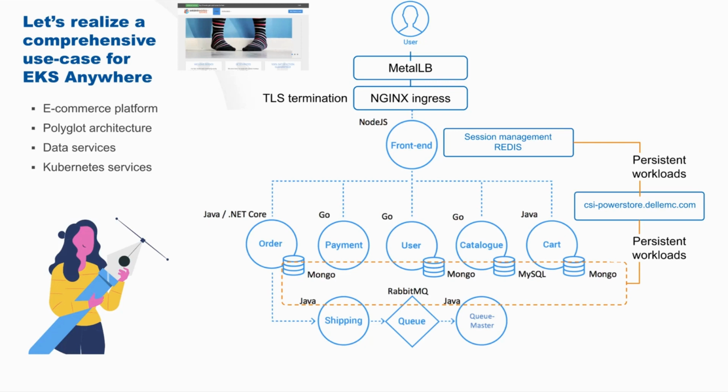You can see it is Mongo, MySQL. We also have Redis for session management. This is the application layer where we also have some of the workflows like shipping, queuing, and so forth. So this is typically a shopping application where you can log in and purchase different socks, colored socks for your shoes, right? That's what this application is all about.